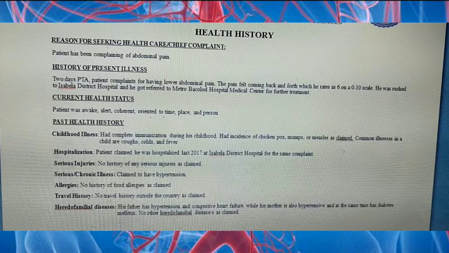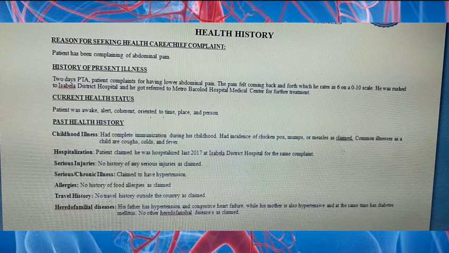Current health status: patient was awake, alert, coherent, oriented to time, place, and person. Past health history, childhood illness: had complete immunization during his childhood, had incidents of chickenpox, mumps, or measles, as claimed. Common illnesses as a child are cough, colds, and fever. Hospitalization: patient claimed he was hospitalized last 2017 at Isabela District Hospital for the same complaint. Serious injuries: no history of any serious injuries, as claimed.